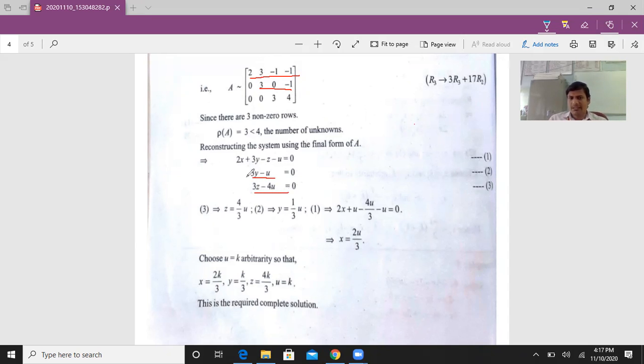First, you take the third equation, that is 3z minus 4u equal to 0. Take here that 3 comes to this side, means multiplying comes to this side, that is divide. That is z equal to 4 by 3 u. Okay, then this value substitute into equation 2. Equation 2 means this one.